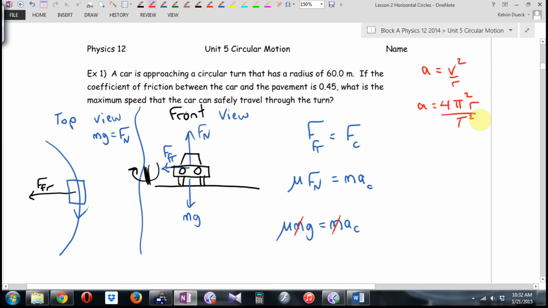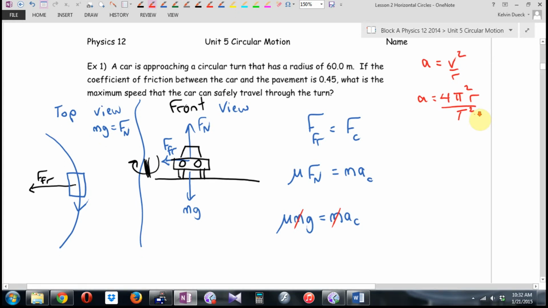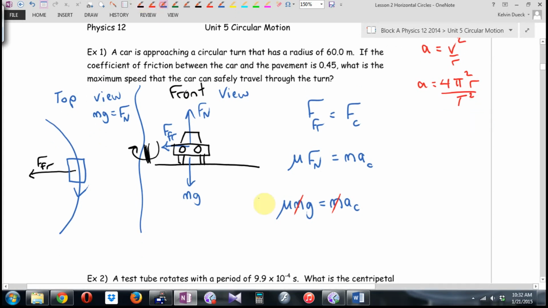Did they give me how long it took to go around the circle, or did they give me my circular speed? What do they want me to find in this question? Ah, so it's not what they gave me, it's what they want me to find. They want me to find circular speed. I better put in the version of acceleration that has a circular speed. So I'm going to get this. Okay. Get the V by itself.